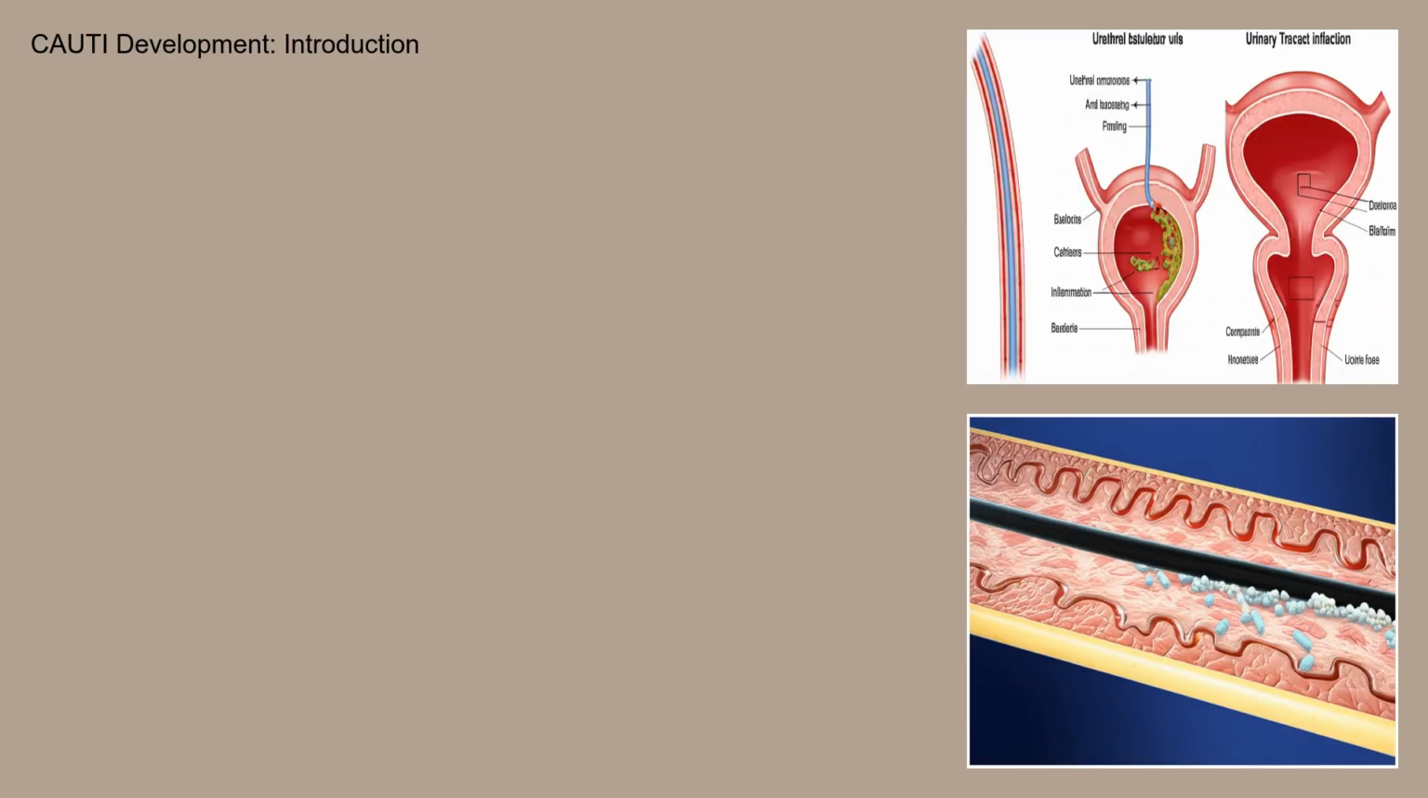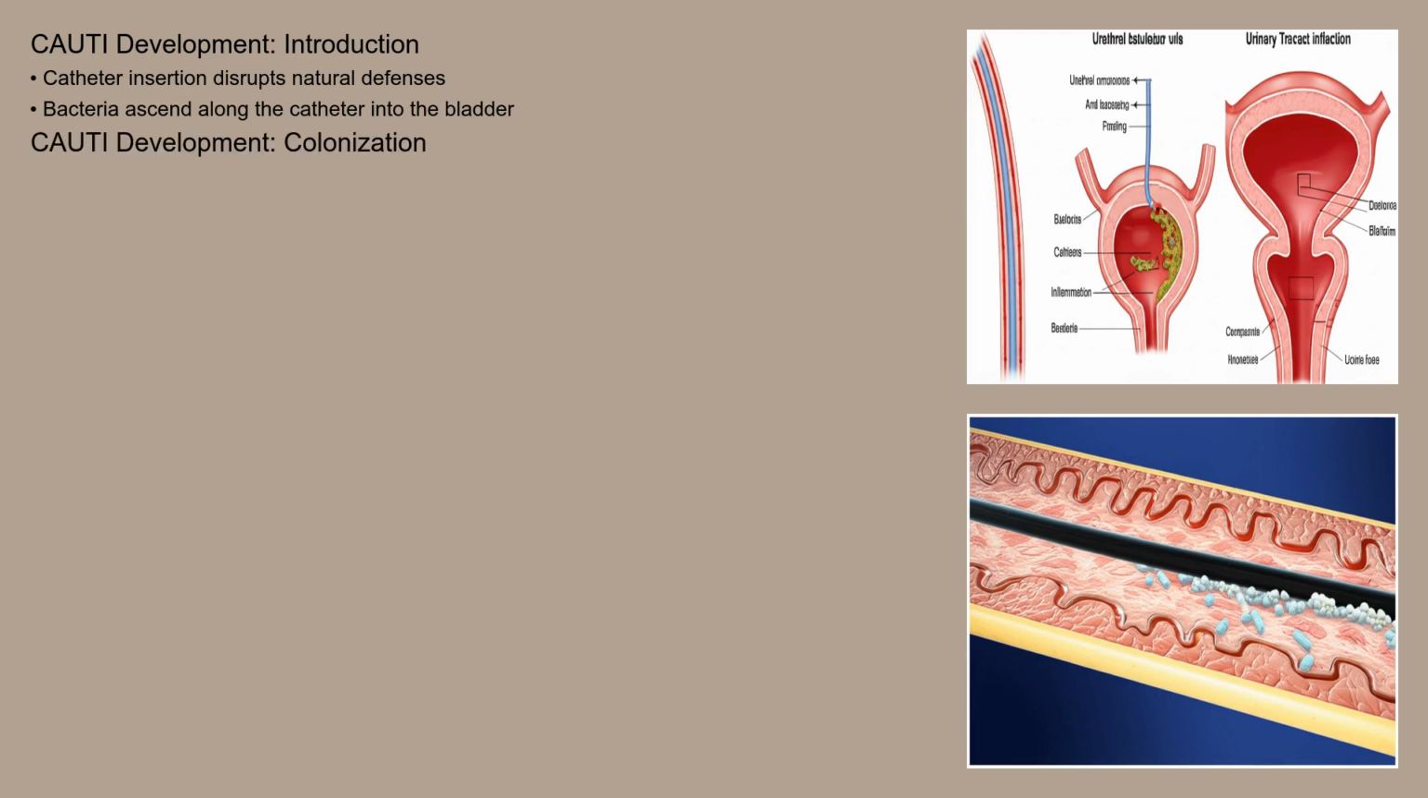Now let's understand how CUIs develop. When a catheter is inserted, it disrupts the natural defenses of the urethra and bladder. Bacteria, often from the perineal area or the catheter surface itself, ascend along the catheter into the bladder. These bacteria then colonize the urinary tract, multiplying and forming biofilms on the catheter. These biofilms protect the bacteria from antibiotics and host defenses, making eradication difficult. The body's inflammatory response to this bacterial invasion leads to the symptoms we associate with UTIs.